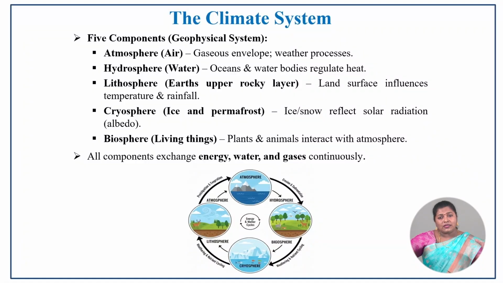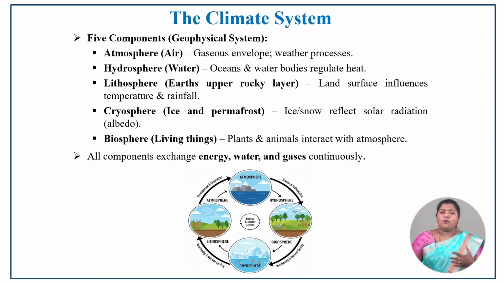The climate system is a whole system which deals with the geophysical system. We have 5 important components on the Earth's surface. The first one is the atmosphere. The atmosphere is the envelope of gaseous air masses above the Earth's surface, and the weather processes occur in this atmosphere. The atmosphere is most important because it gives us oxygen and other important gases for living things and other important activities. So, the atmosphere is considered the most important component in the climate system.